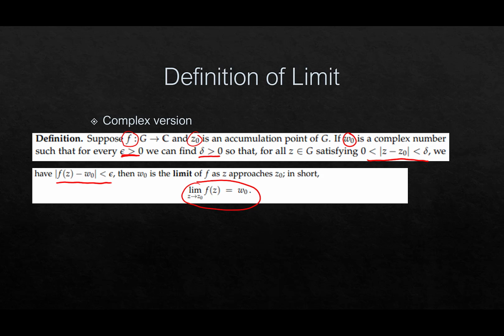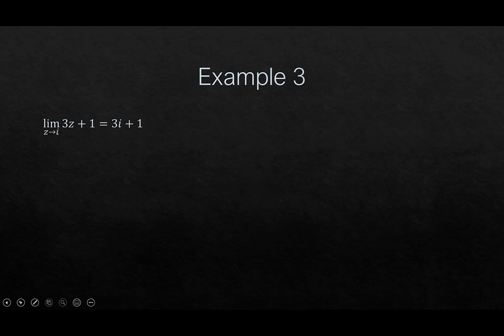Okay, and if we can find this for every epsilon, we would say that the limit of f of z is equal to w naught. So again, similar to the definition that we had in calculus, except we're complexifying it, which is not a word, but we'll make it a word by the end of this series or this class. All right, so let's see an example.